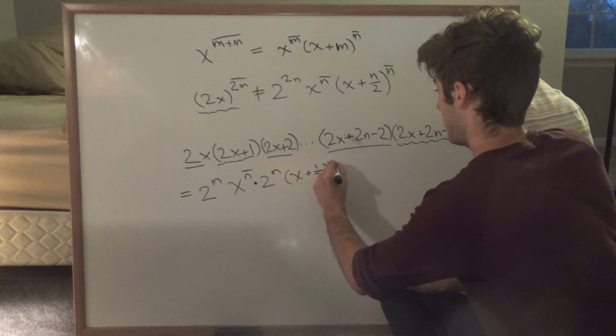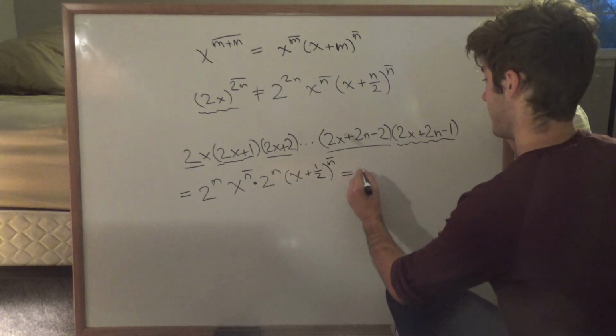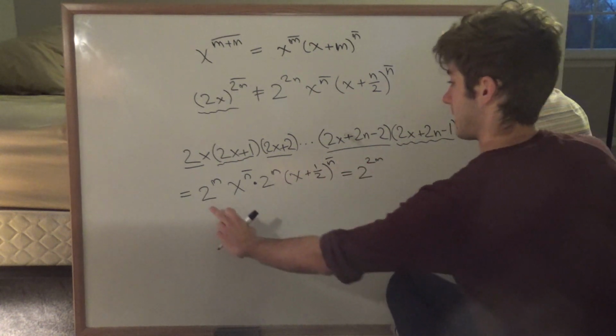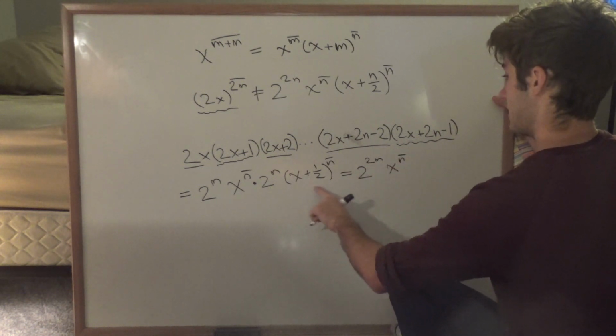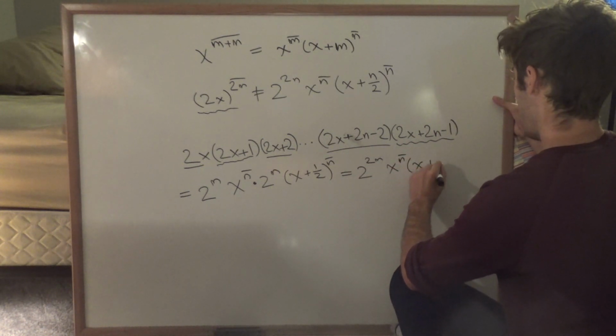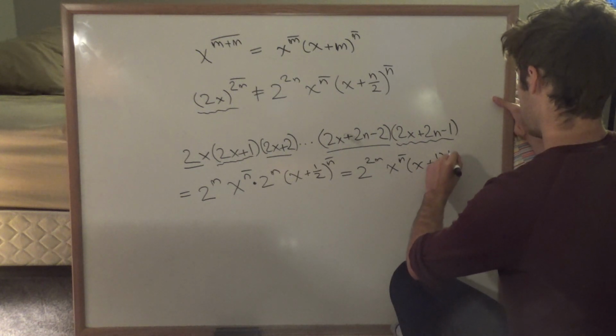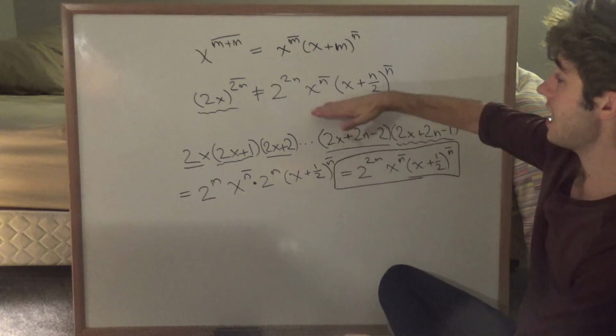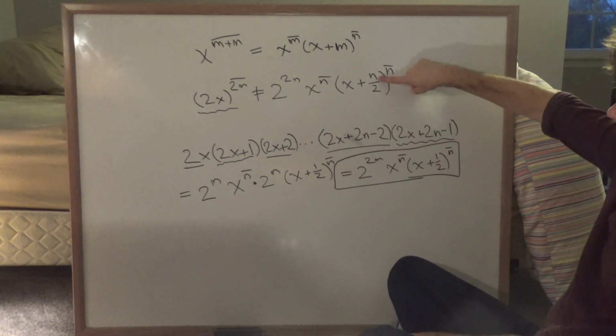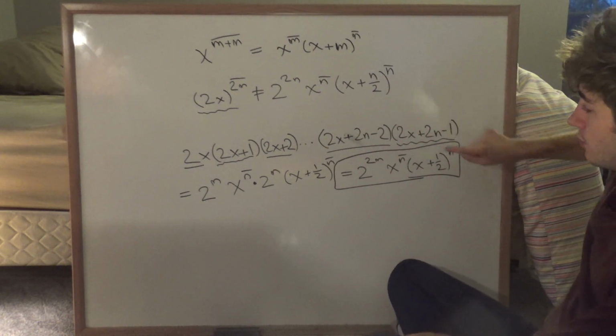And so this simplifies to be 2 to the 2n, just by combining these two together, times the nth rising factorial of x, times the nth rising factorial of x plus 1/2, and so this is a neat little duplication formula for rising factorials, and it is not this. So the only difference here is that this is not an n, this is a 1. So this is not true, and this is.